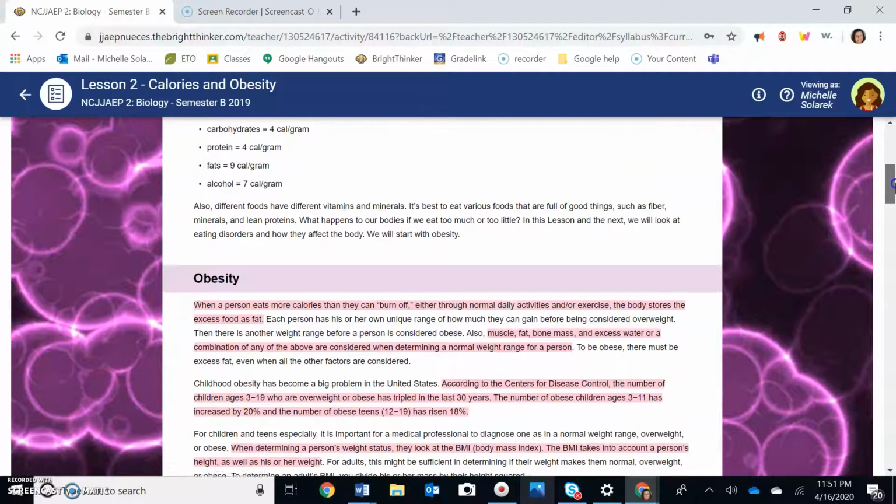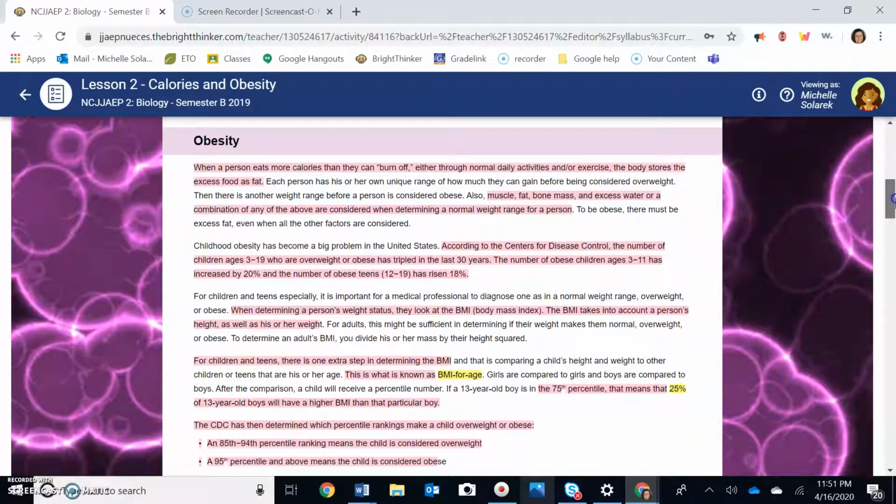Okay, so now we're going to take a look at obesity. When a person eats more calories than they can burn off, either through normal daily activity and or exercise, the body stores the extra food as fat. Muscle, fat, bone mass, and excess water, or a combination of any of those, are considered when determining a normal weight range for a person.